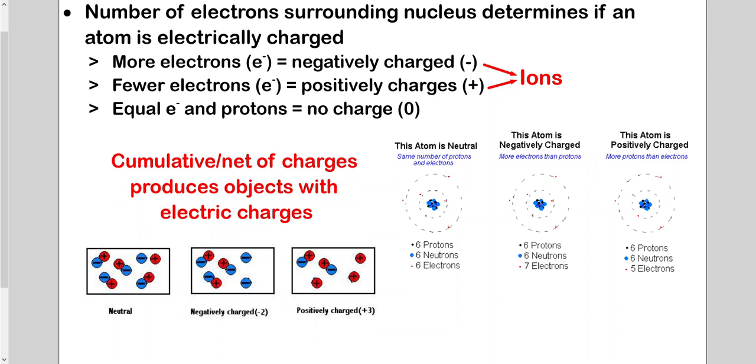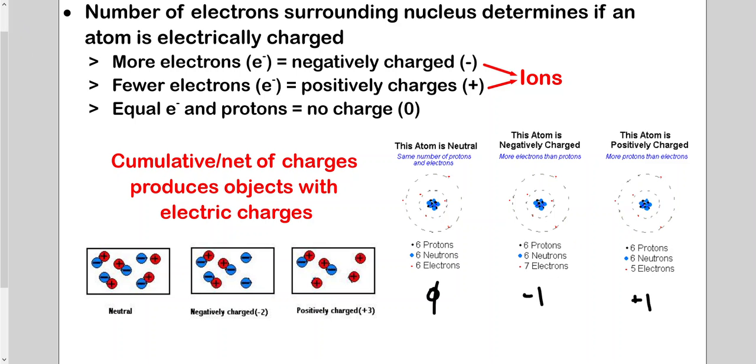So we can say things like this atom has 6 protons, 6 neutrons, and 6 electrons, so overall it has no charge. Over here, 6 protons and 7 electrons means this is going to have a charge of -1. And over here, this atom has 6 protons and 5 electrons, so it has an extra proton. This would be +1. And so we start looking at atoms by their overall charge, and we can start to describe materials as having charges as well.